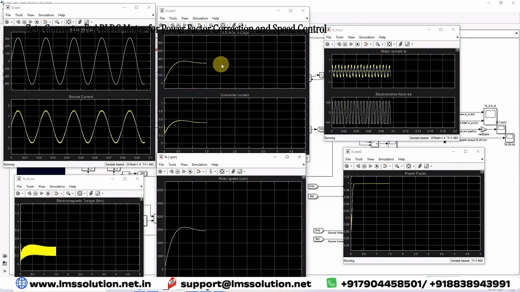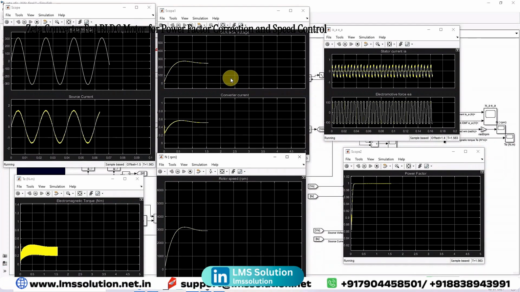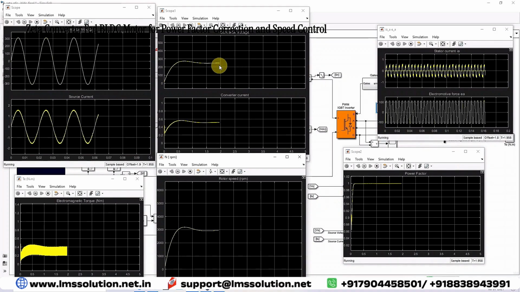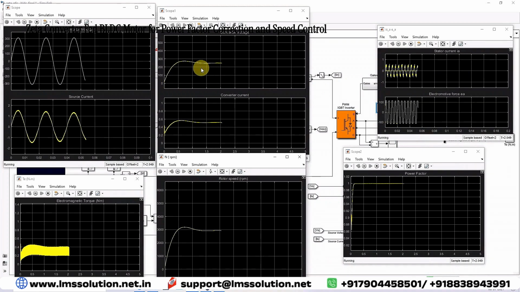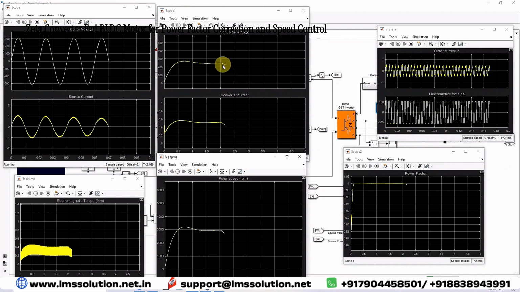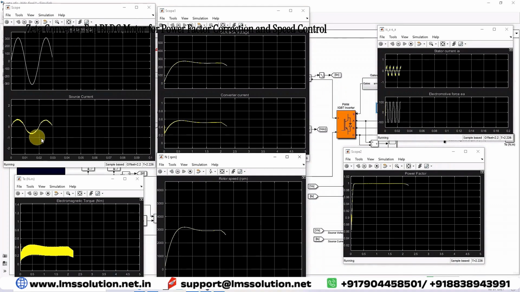After 2 seconds, the reference voltage will be changed from 250 to 150 volt. We can check the variation of the converter voltage, and also the source current nature. At the time of 2 seconds, the reference voltage changed from 250 to 150 volt. We check the response of the converter, and then the nature of the source current. Now we can see that because of changing the reference voltage, the voltage is reducing towards 150 volt, and the current nature is maintained as sinusoidal.